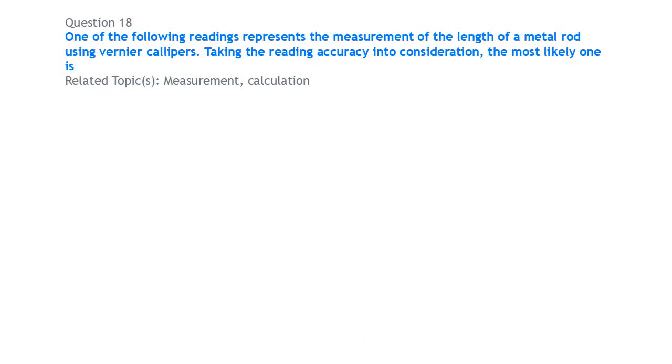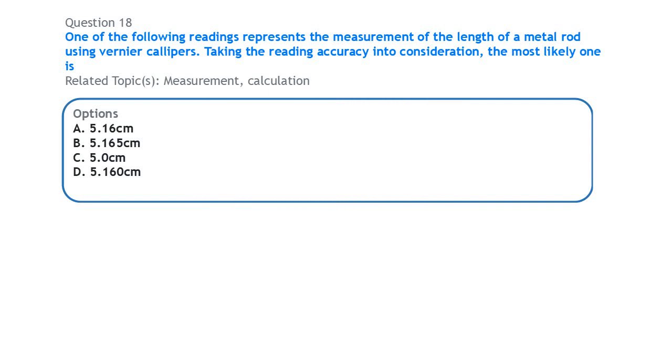Question 18. One of the following readings represents the measurement of the length of a metal rod using vernier calipers. Taking the reading accuracy into consideration, the most likely one is, we have 5.16, 5.165, 5.0, 5.160.